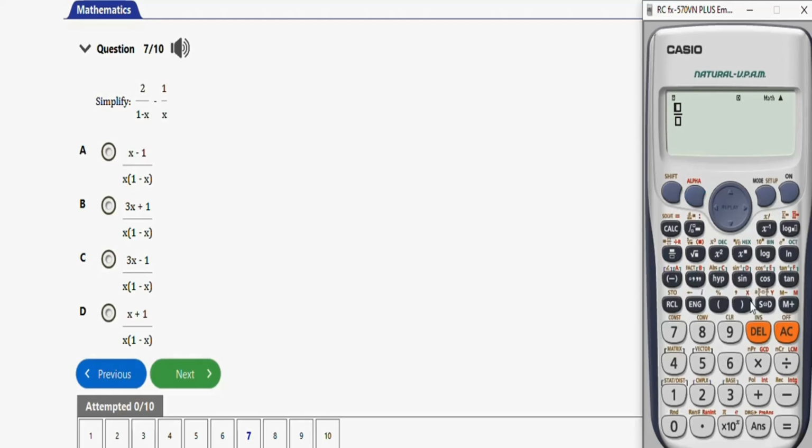So we have x minus 1 over, so it comes down, x in brackets 1 minus x, close the bracket. So that's it. No, we got minus 5 over 2.